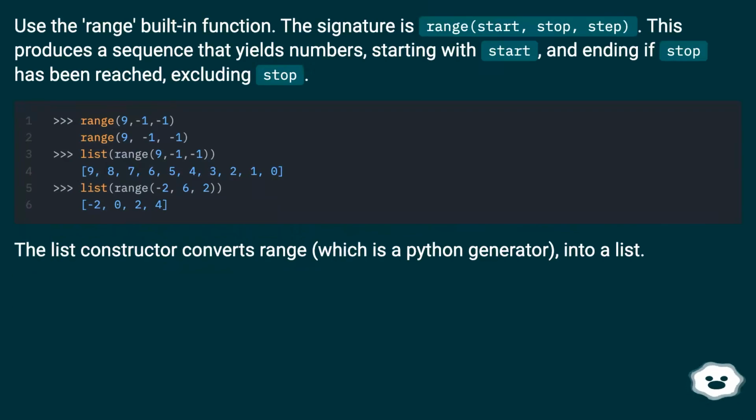Use the range built-in function. The signature is range(start, stop, step). This produces a sequence that yields numbers, starting with start, and ending if stop has been reached, excluding stop. The list constructor converts range, which is a Python generator, into a list.